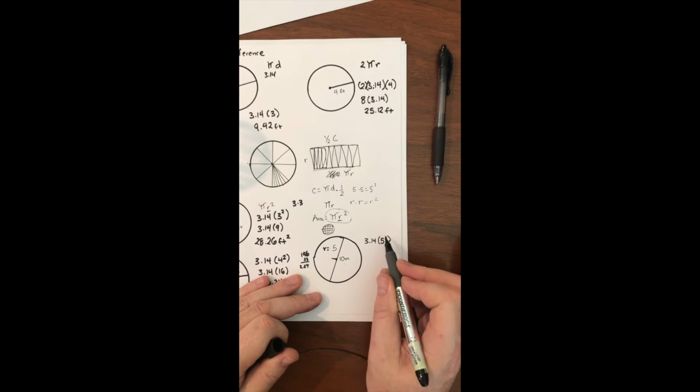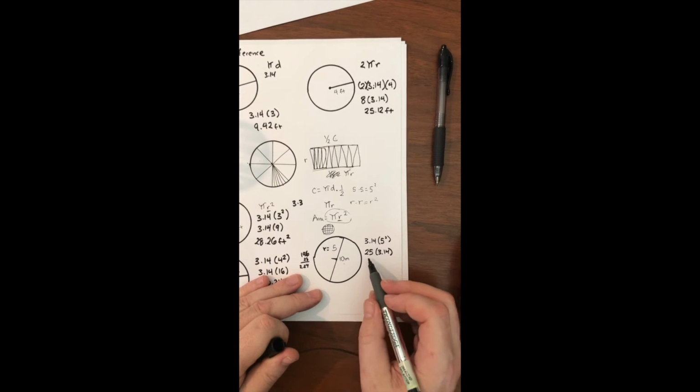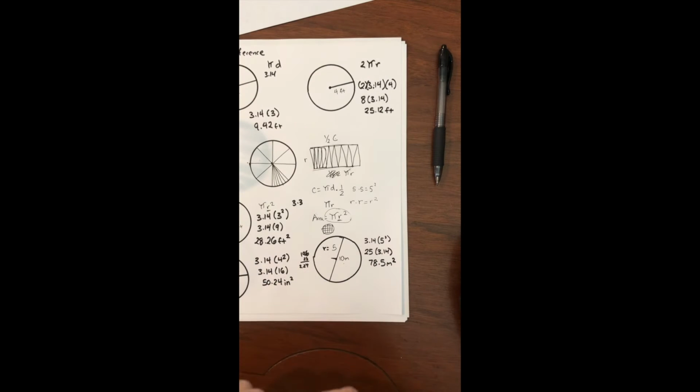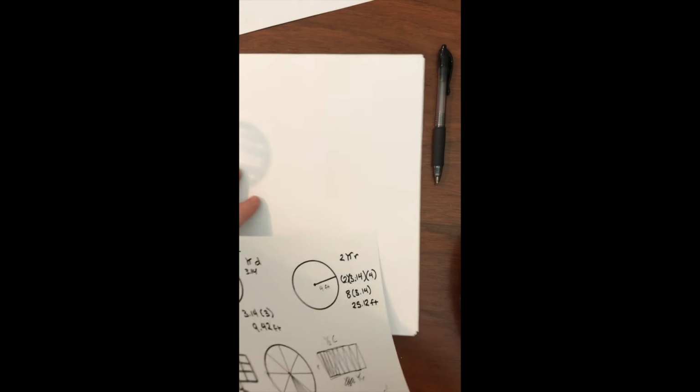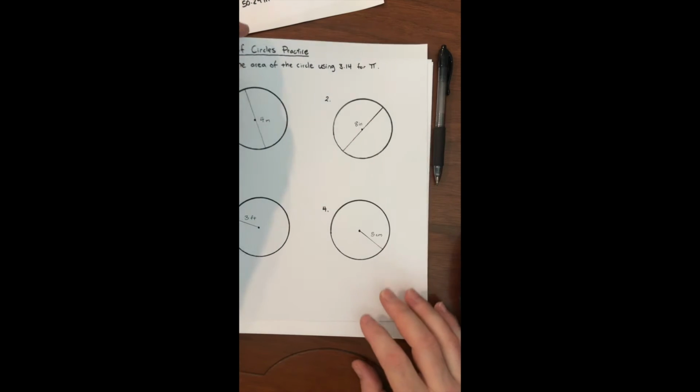5 squared is 5 times 5, and that's 25. So it's 25 times 3.14. I don't know why I switched them, but I just did. That's going to be 75. And let's see, 12 quarters is 3, so 75 plus 3 is 78.5 meters squared.